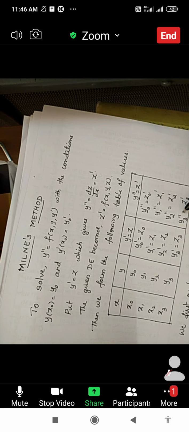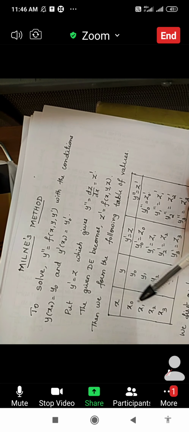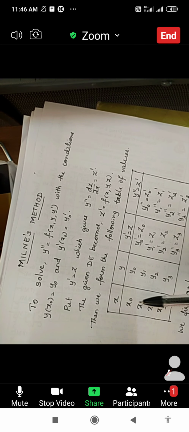One important thing: can we take any values of x randomly? Can we take any values like 1, 4, 9, 10? How should the values of x be?